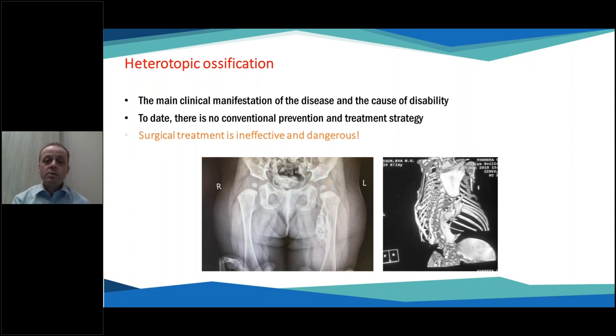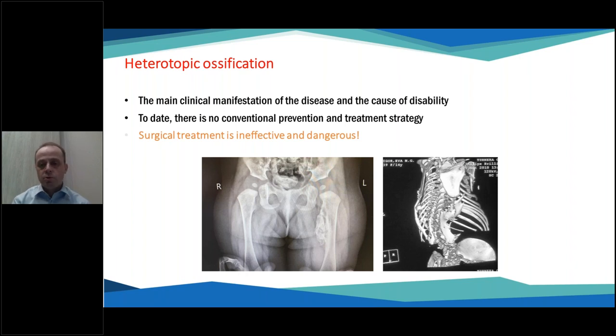To date, there is no conventional prevention and treatment strategy for heterotopic ossification, and what all the orthopedic surgeons have to know is that surgical treatment is not only ineffective, but it is harmful and dangerous for all the types of heterotopic ossification in children with FOP.